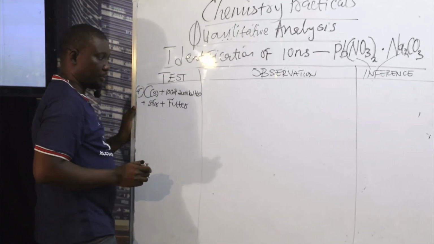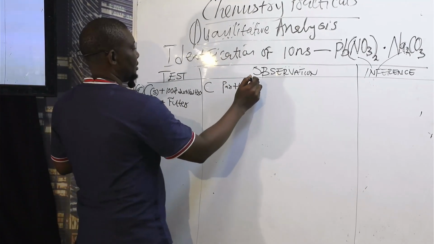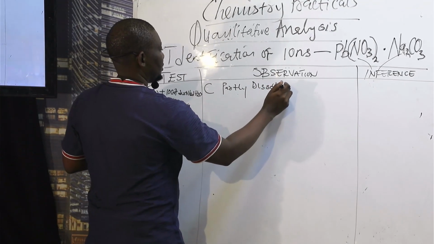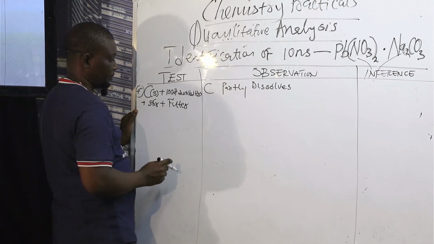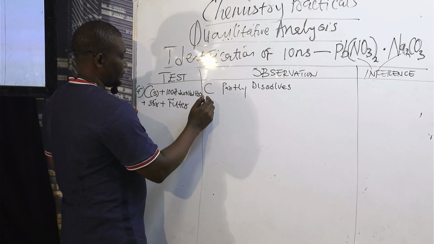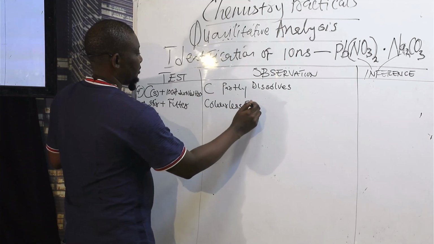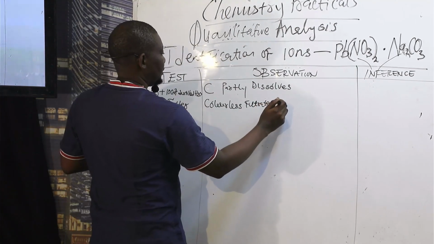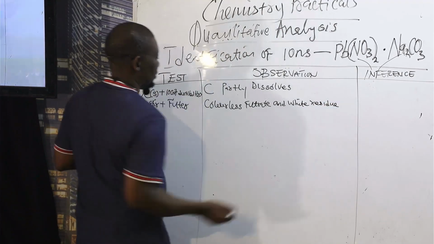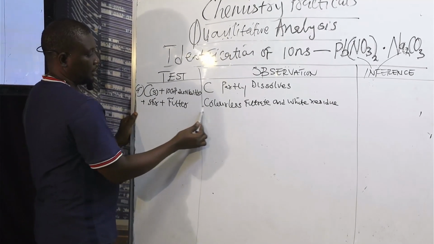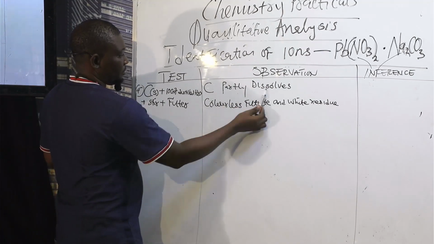Okay, what happened? C partly dissolves. This is one point that it does not dissolve, because in the explanation of the sample, when you filter, colorless filtrate and white residue. Okay, you now see it at the point of filter that I'm putting out this observation. At the point of adding water and stir is when I'm aligning this.